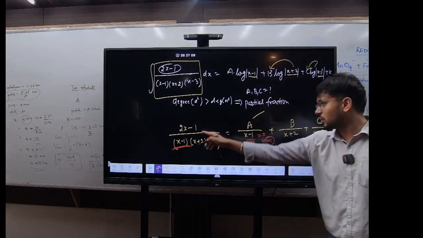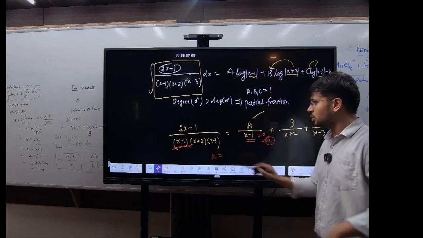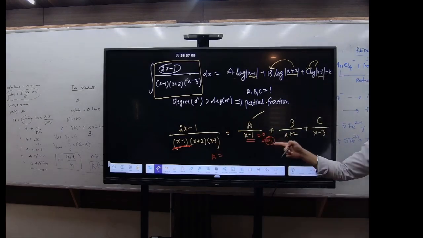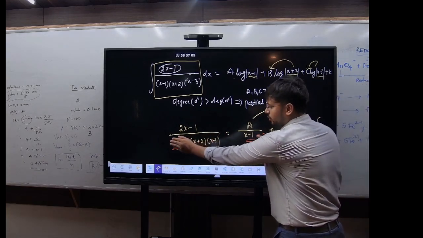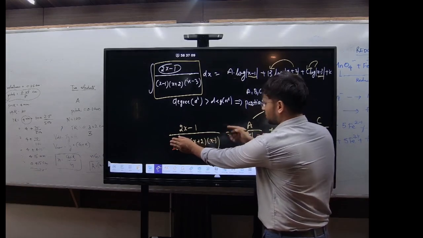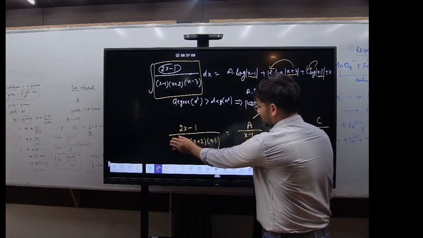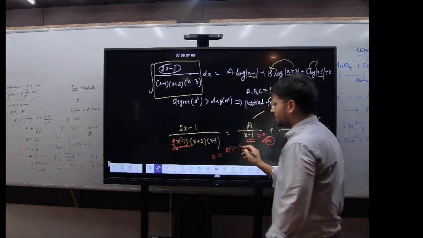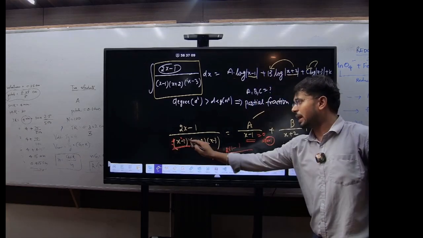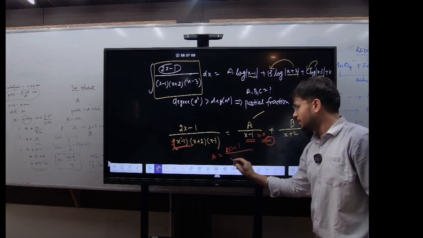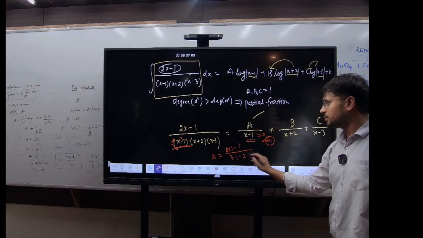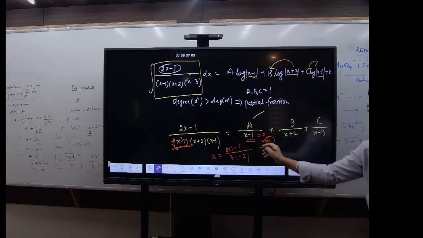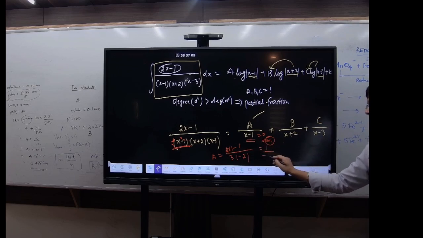So put x is equal to 1. So what will A be equal to? So first I put the denominator equal to 0, I got x. In the LHS side, that x minus 1 I removed. Now I put the value of x is equal to 1. So what will the value come? 2 into 1 minus 1 divided by, I have removed this. So 1 plus 2 is 3, 1 minus 3 is minus 2. So 2 into 1 divided by minus 6. So that is the value of A.